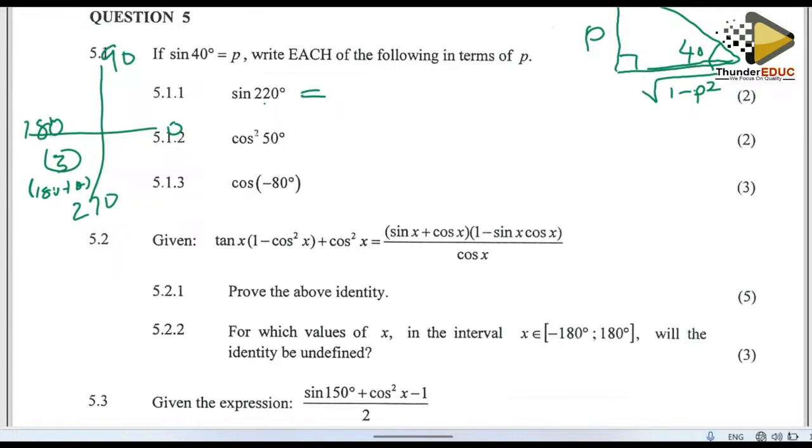So this is going to be the same as the sine of 180 plus 40. When I reduce this, it's going to give me the negative sine of 40. And we know that the sine of 40 was p. So we're going to get negative p there.